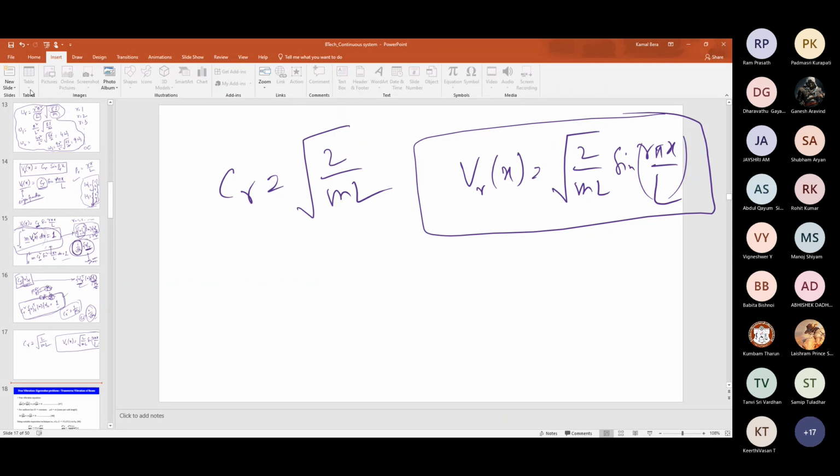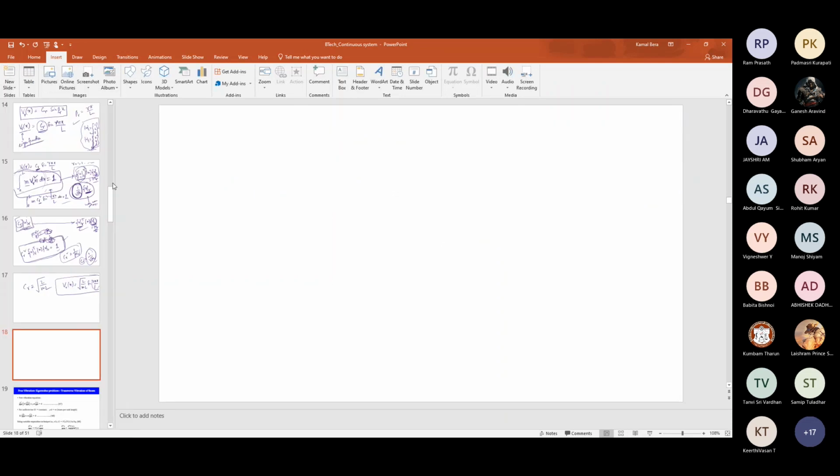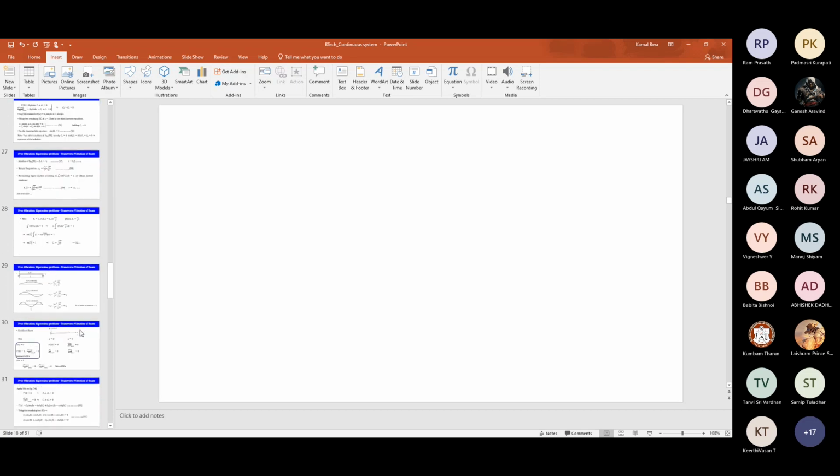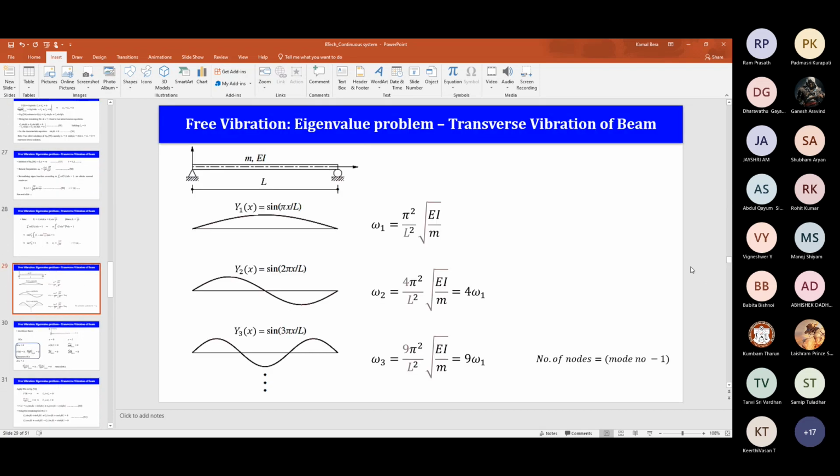Now I can plot it. So what will be my mode shape? Simply supported beam. Let me go to the slides. First mode, second mode, third mode. You are understanding, right? Although there is an infinite number of degrees of freedom, it's very, very difficult to vibrate a beam in a mode like this. This is the simplest fundamental mode, first frequency, second mode, third mode.